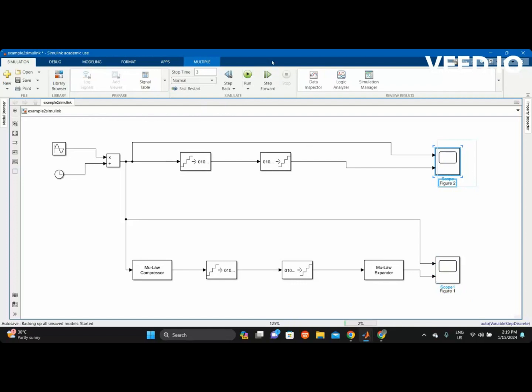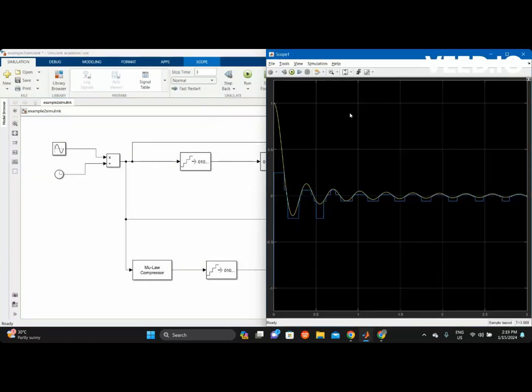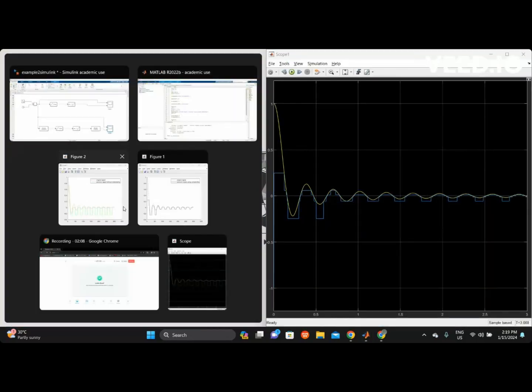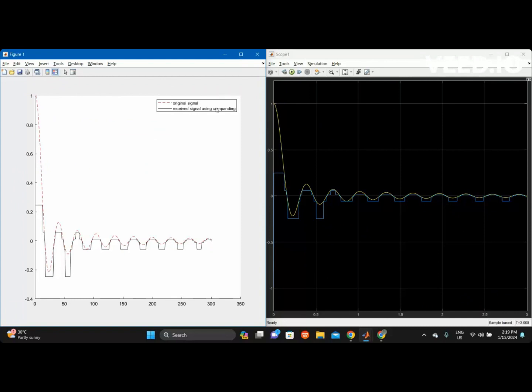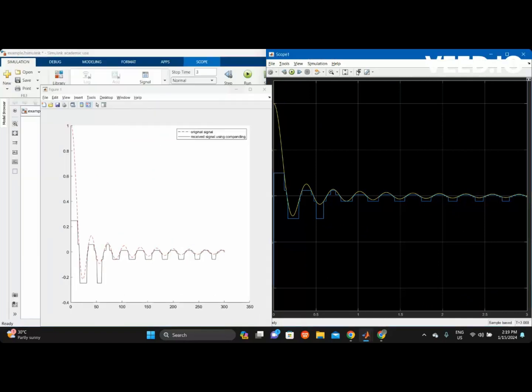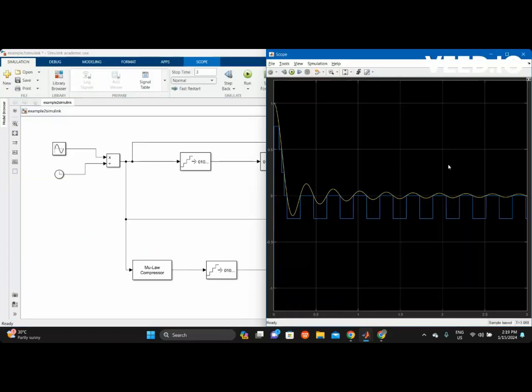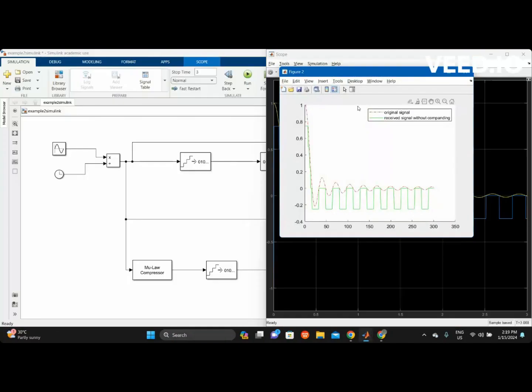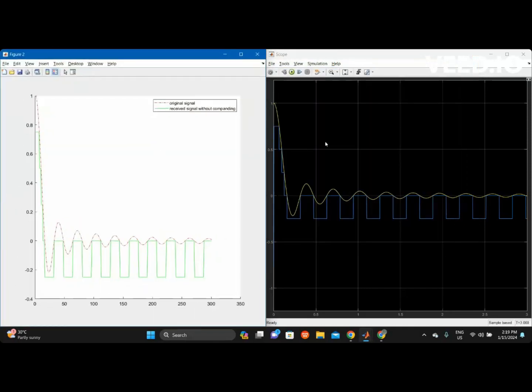Let's run it first. First of all, we check figure 1 with the compounding signal. As you can see, this is the same as the signal that we got for figure 1 using compounding. And for figure 2, we get this kind of signal, which is also the same as figure 2 that we got in MATLAB.